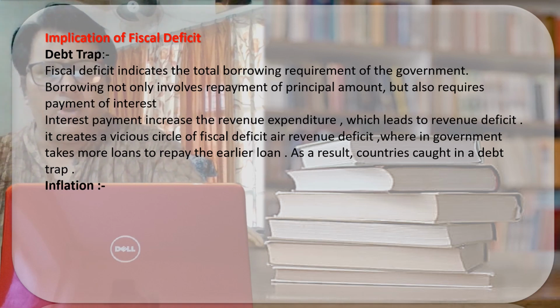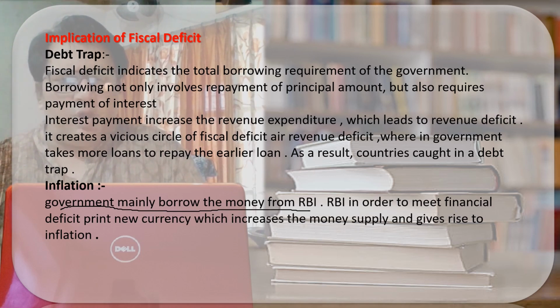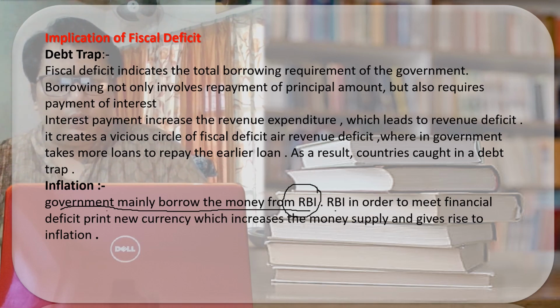The next implication of the fiscal deficit is inflation. The question is, what is inflation? Inflation means increase in the price of the commodity. Government mainly borrows money from the RBI. We have seen that when the government is in need, they borrow money from the RBI, Reserve Bank of India. And the RBI, in order to meet out the financial requirement of the government through the fiscal deficit, prints new currency. What does the RBI do? The RBI prints the new currency and gives the money to the government.